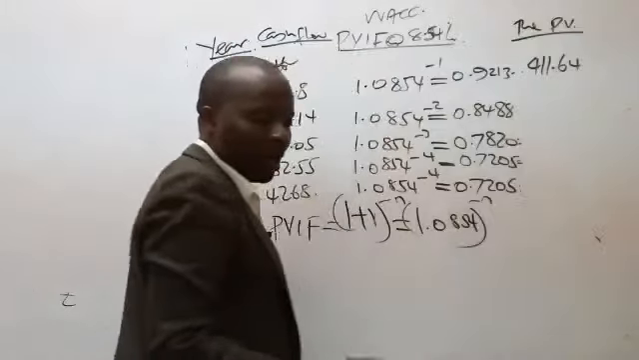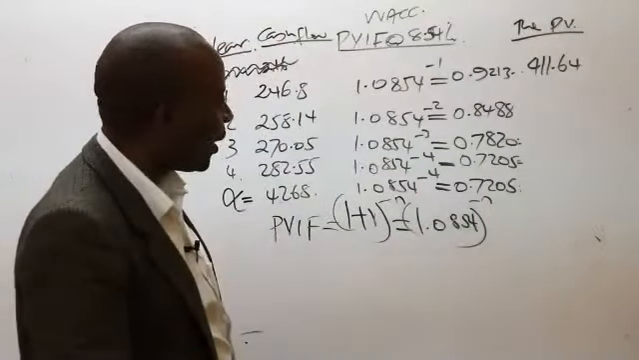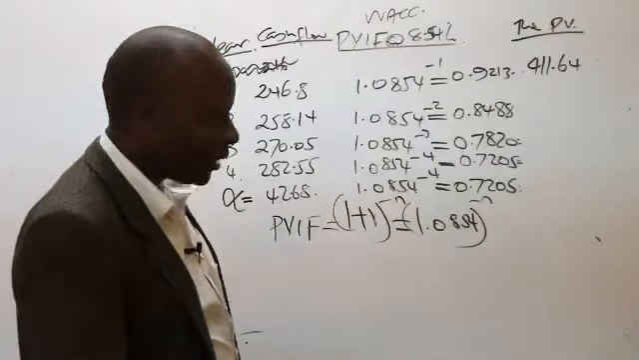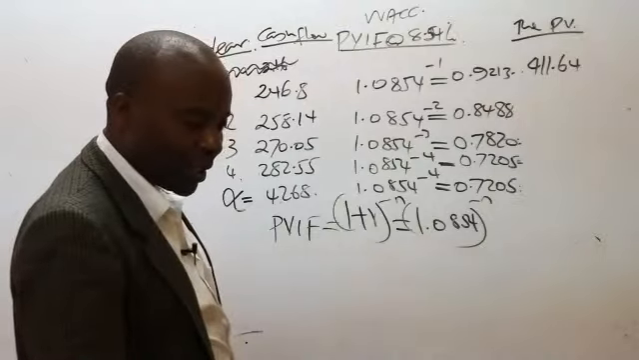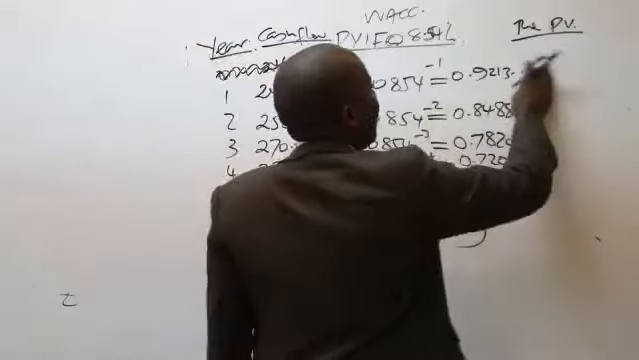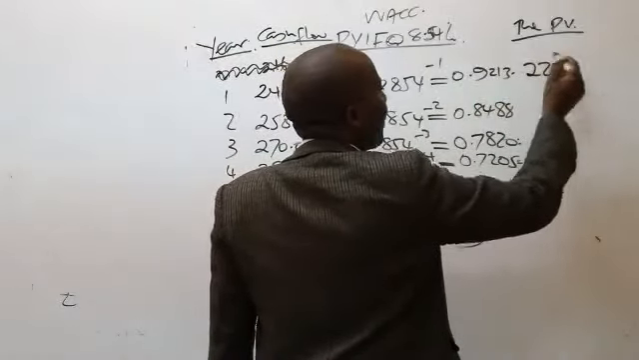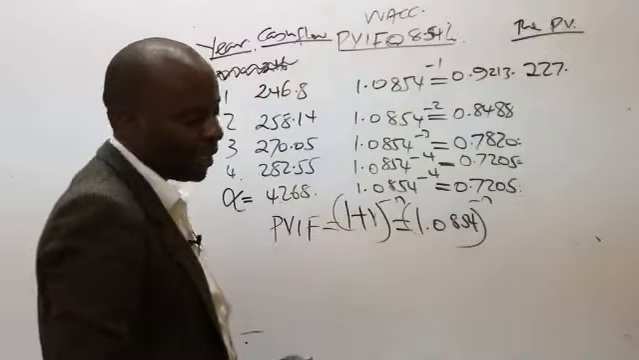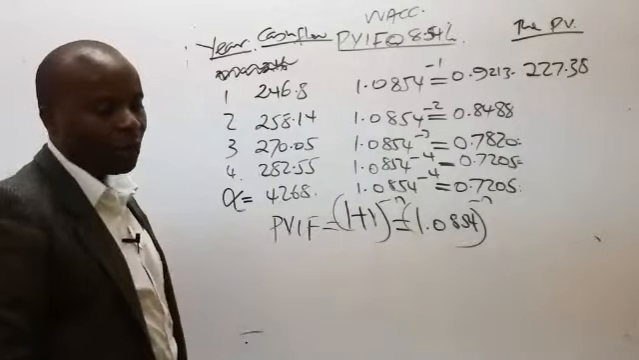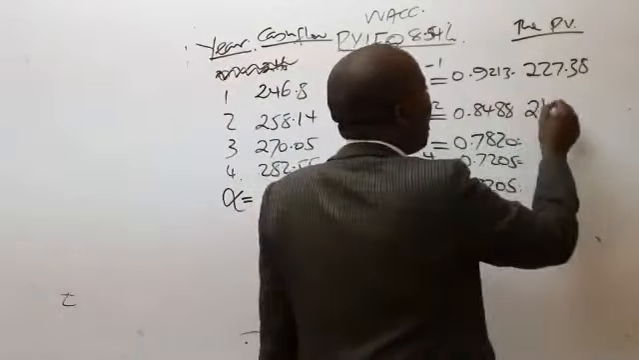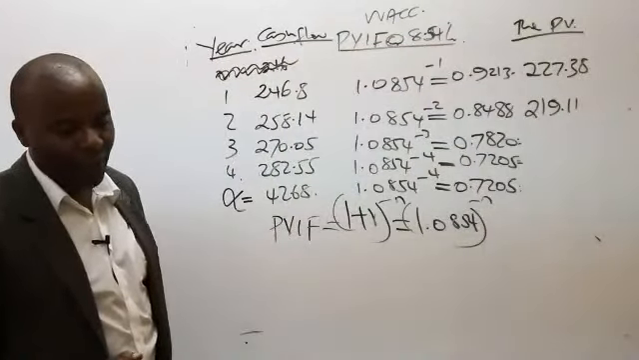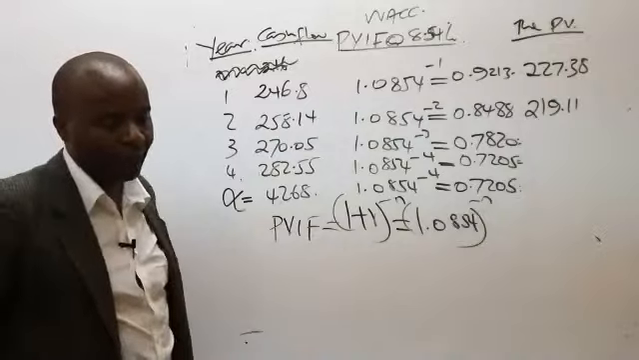$219. The second one, $227. Oh, the first is 227.38. How about the second one? 219.11. Thank you very much.